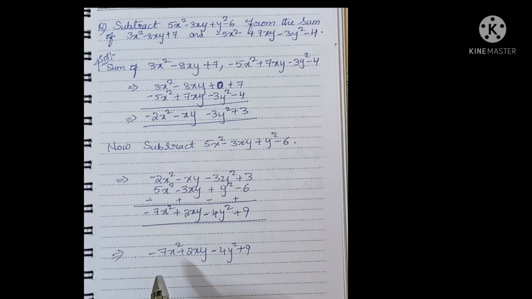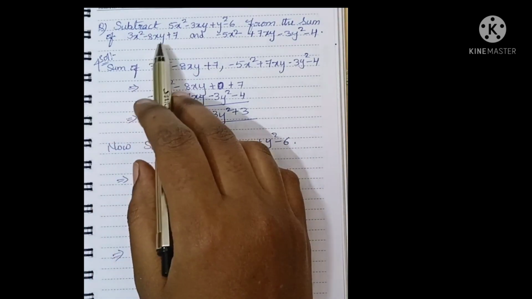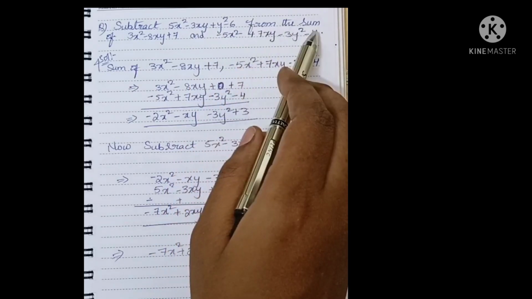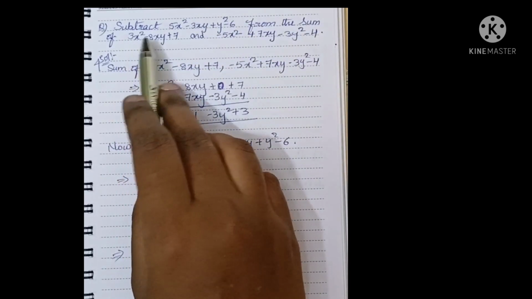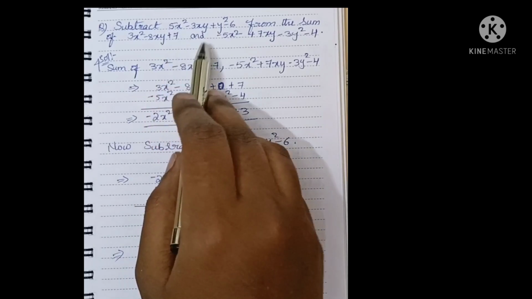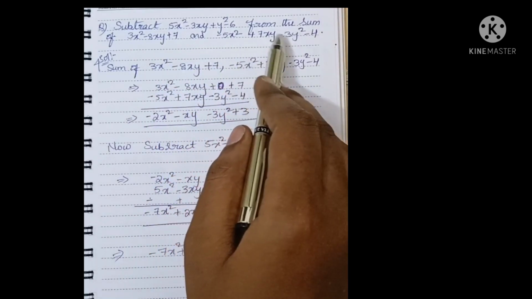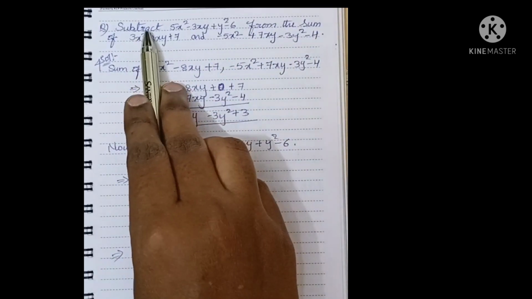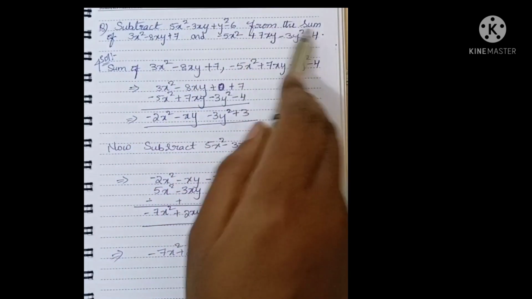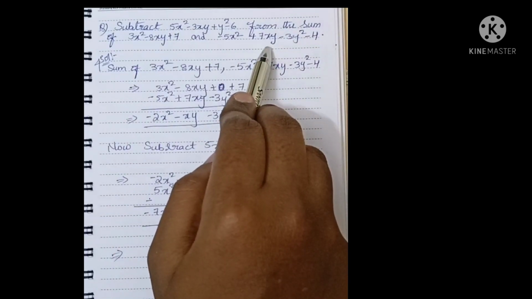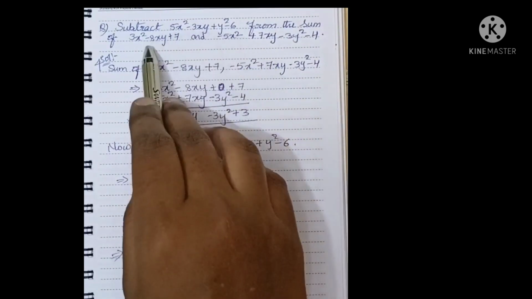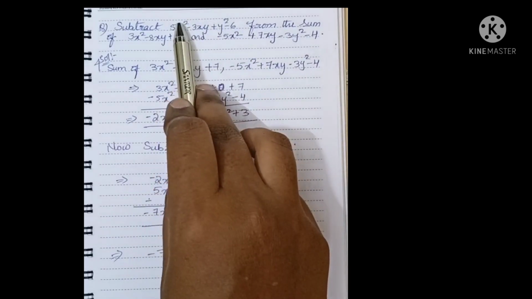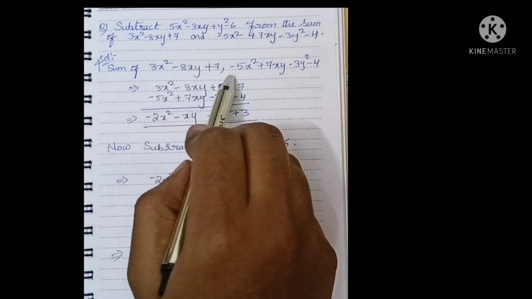So let us see another question. Subtract 5x square minus 3xy plus y square minus 6 from the sum of 3x square minus 8xy plus 7 and minus 5x square plus 7xy minus 3y square minus 4. So he is asking to subtract this equation from the sum of these two. So first we need to add these two equations and then subtract this equation. So let us write down the sum of these two equations.